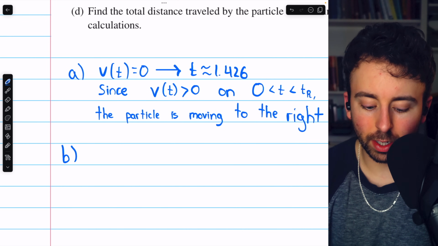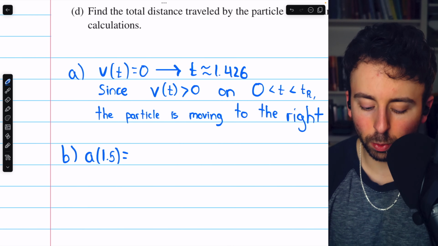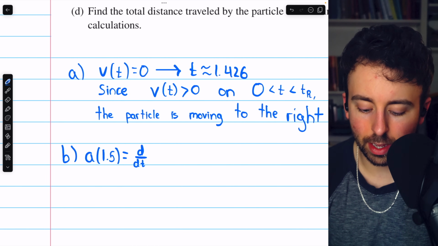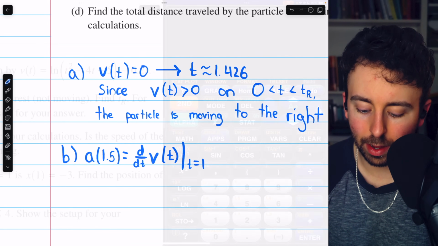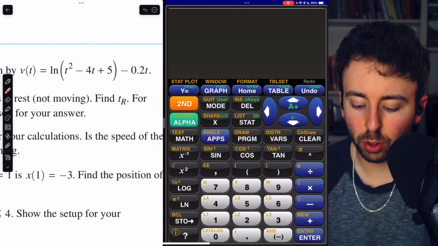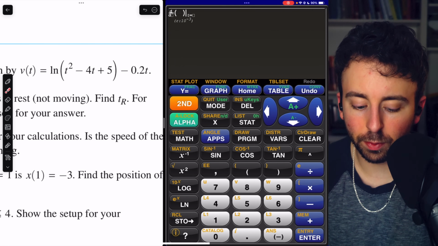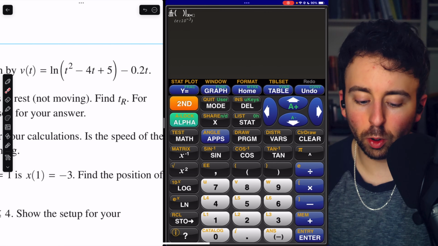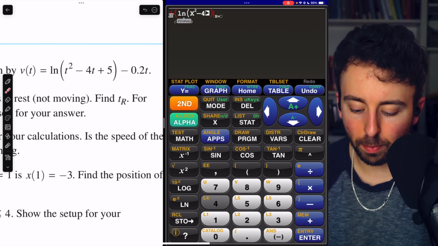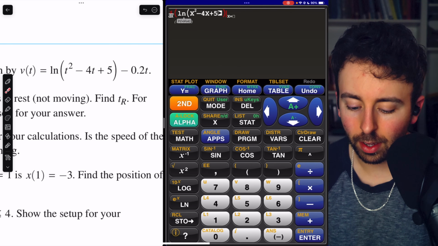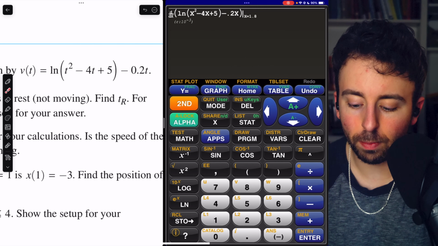So that's what we'll have to look at for part B. Beginning with the acceleration at time t equals 1.5, the acceleration at time t equals 1.5 is equal to the derivative of the velocity function evaluated at t equals 1.5. So let's use the graphing calculator to evaluate this derivative. I'll press the math button and then go to option 8 to access the derivative function. Rather than t on the calculator, we'll use x as our independent variable. The function is the natural log of x squared minus 4x plus 5, and then minus 0.2x. And we are evaluating this at 1.5.